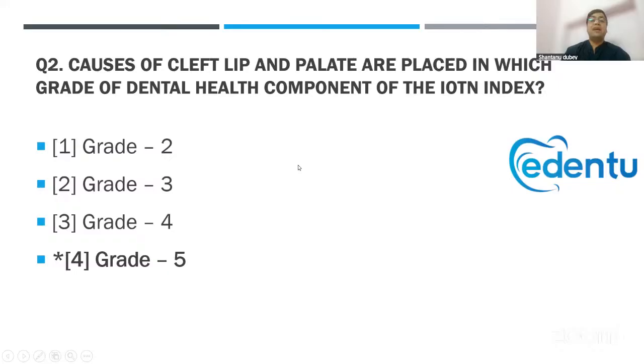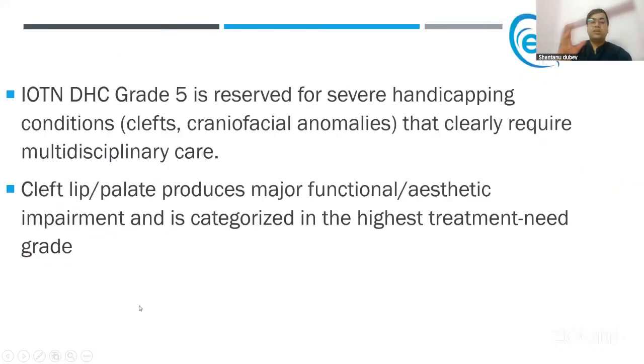So what is the IOTN index, first of all? The answer is grade 5. But what is the IOTN index? IOTN DHC grade 5 is reserved for severely handicapping conditions, which is cleft, craniofacial anomalies that clearly require multidisciplinary care. Cleft lip, cleft palate, we all know, produces major functional and aesthetic impairment and is categorized in the highest treatment need grade.